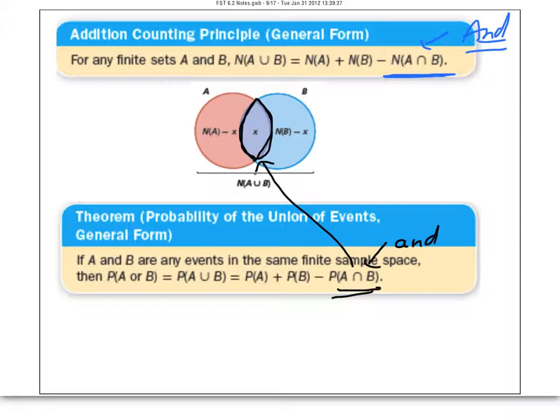I recommend just always using this formula here and adjusting it for either mutually exclusive or not mutually exclusive. If the events have nothing in common, are mutually exclusive, then this right here becomes 0. If they do have something in common, meaning they're not mutually exclusive, then this will be a number. So again, I just use this formula all the time and adjust for this component.